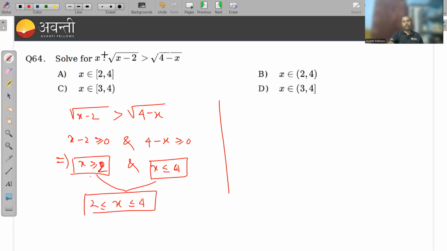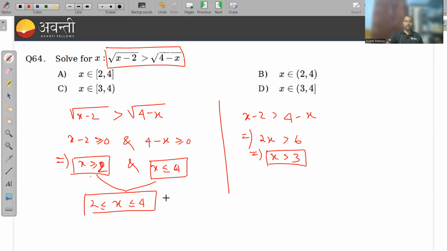But in the given inequality, if we square on both sides, because x is lying between 2 and 4, what will we get? We will get x minus 2 is greater than 4 minus x, right? And now 2x becomes greater than 6. If we divide by 2 on both sides, we get x is greater than 3.